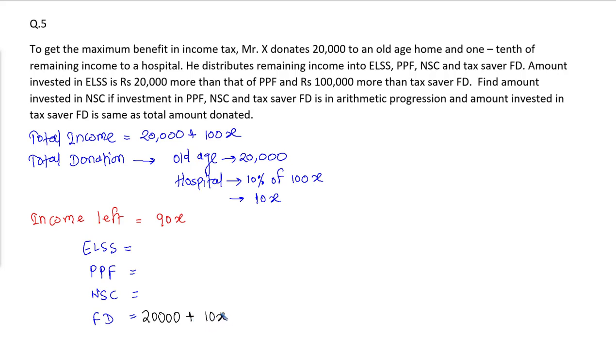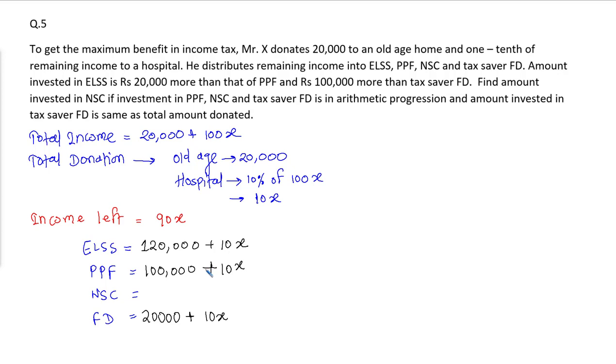Okay, and in the above statement, what is given? The amount invested in ELSS is 20,000 more than PPF and the amount invested in ELSS is 1 lakh more than tax saver FD. So the amount invested in ELSS is 1 lakh more than tax saver FD, that is 1,20,000 plus 10x. Okay, and amount invested in ELSS is 20,000 more than PPF. So amount invested in PPF is 20,000 less than ELSS, that is 1 lakh plus 10x.